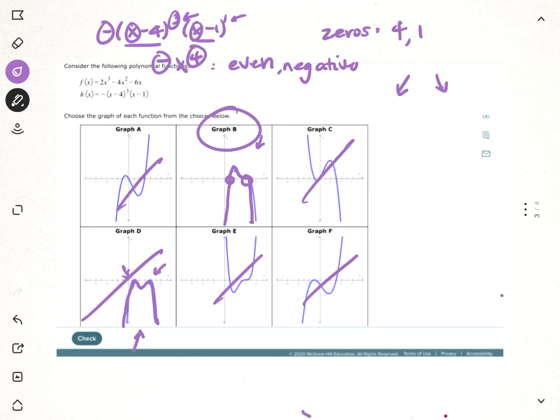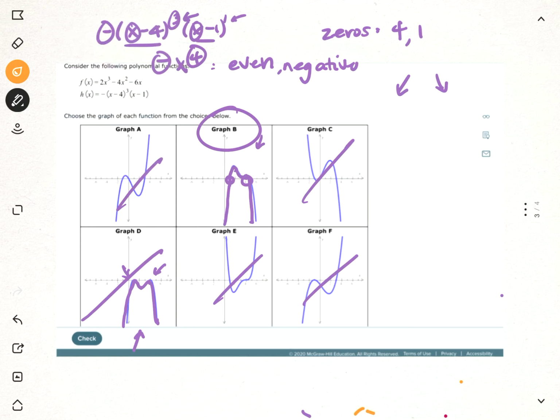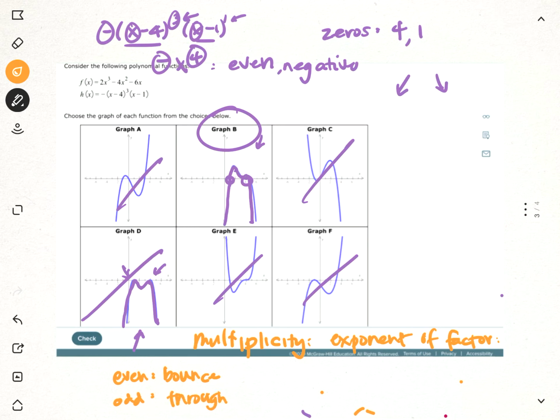It's a little bit advanced stuff on the second parts of these, but if you understand multiplicity, so maybe let's write it down. For each factor, let's do it in large. Multiplicity, meaning the exponent of each factor, right? If it's even, we bounce. If it's odd, it goes through. We wrote this down on the last one, but just to reinforce it so that we understand why one of the graphs is the correct graph and the other one is not correct.